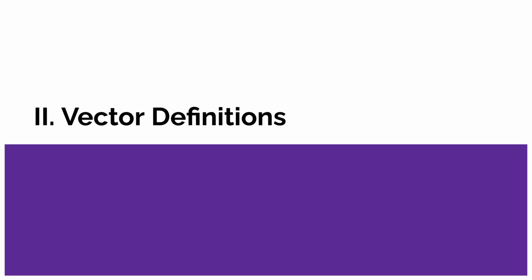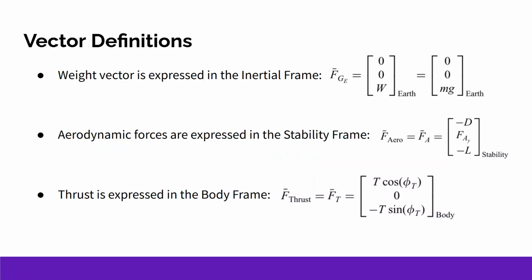So the reason why we have so many different reference frames is because some vectors are more conveniently defined in some reference frames, and different vectors are more conveniently defined in other reference frames. So here we have the weight vector, the aerodynamic forces vector, and the thrust vector. The weight vector is defined in the inertial frame or airframe. The aerodynamic forces vector is defined in the stability frame, and this is actually an idealization because in many books it will be defined in the wind frame. And finally, the thrust vector is going to be defined in the body frame.